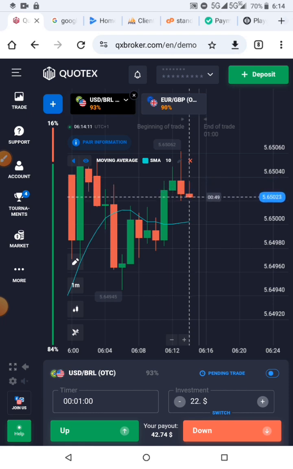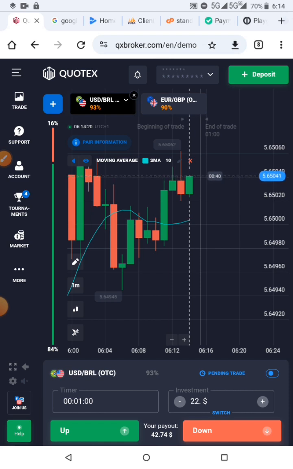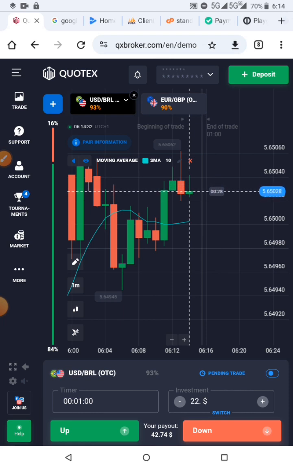This up you are seeing, the up represents buying, or we also call it call option. So if I say call, it means you should go up, or if I say buy, the same thing, or if I say up. Then the red, we call it put option.